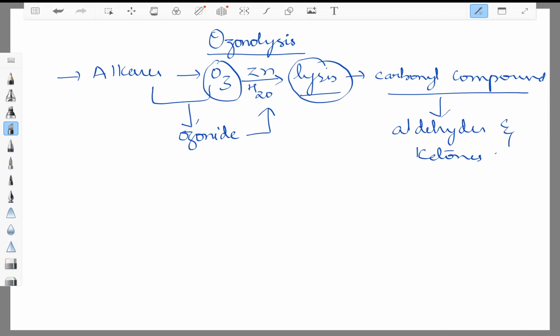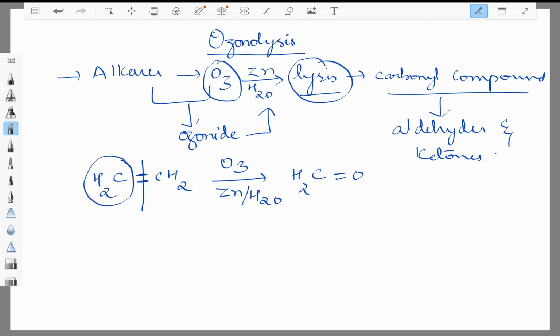A basic example we can use here is ethene, which undergoes reaction with ozone in the presence of zinc and water. That leads to breaking of the double bond, and wherever there was a double bond there will be formation of oxygen. That means this part reacts with double bond O and even this part reacts with double bond O. So the compound is broken and that leads to formation of carbonyl compound.